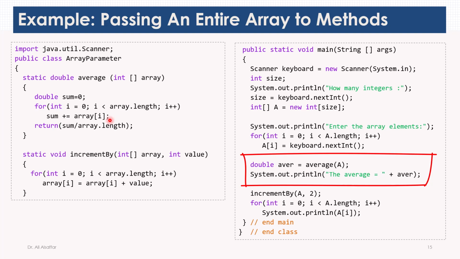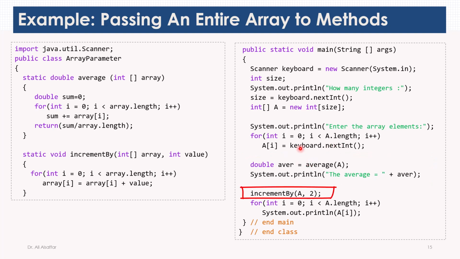As we've mentioned before, the average method does not change any element of the array passed as an argument to the method. All it does is simply compute the average of these elements and return the average as a return value. Therefore, when we call the method and we supply the array A that is defined in main, and then we return back from the method, the elements of array A are unchanged.